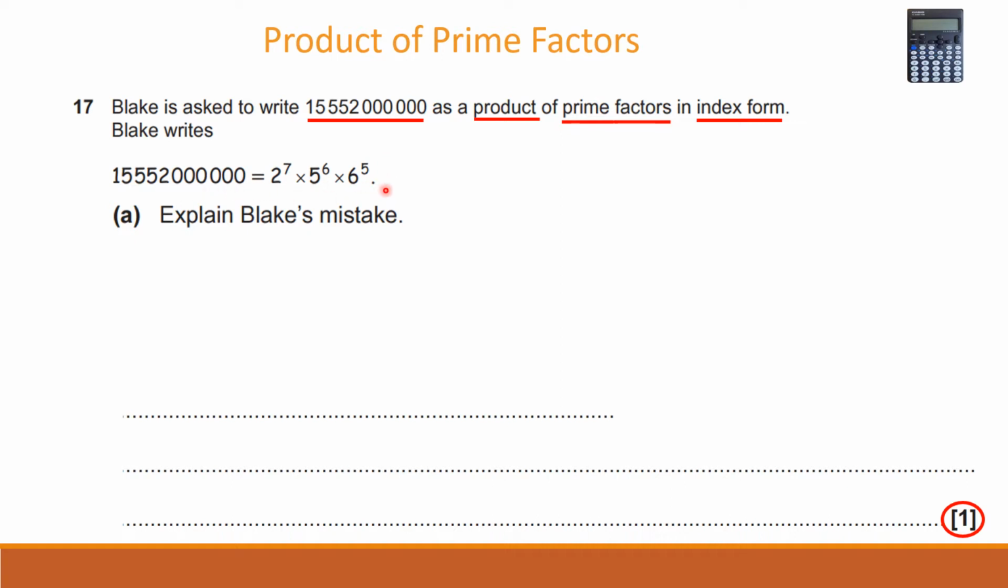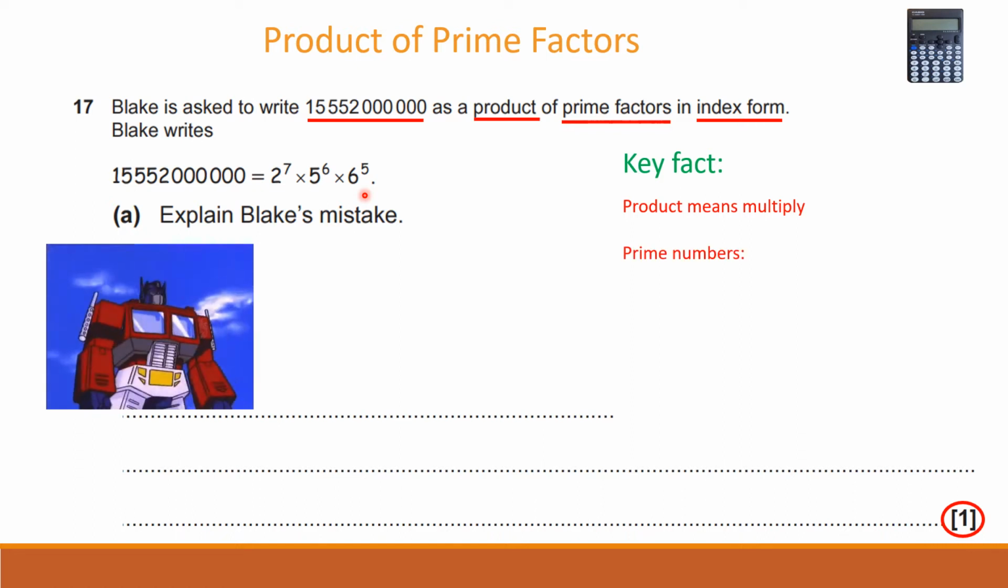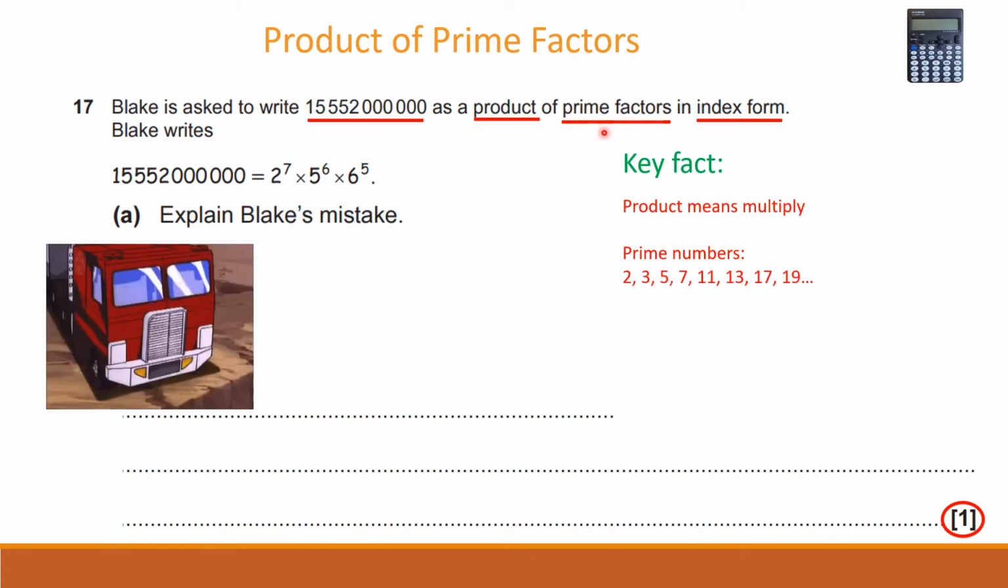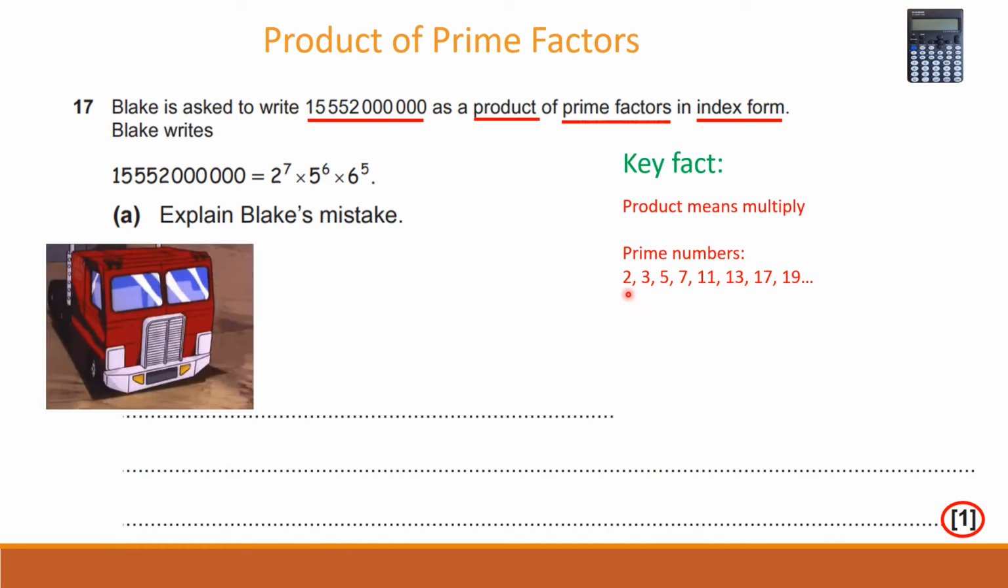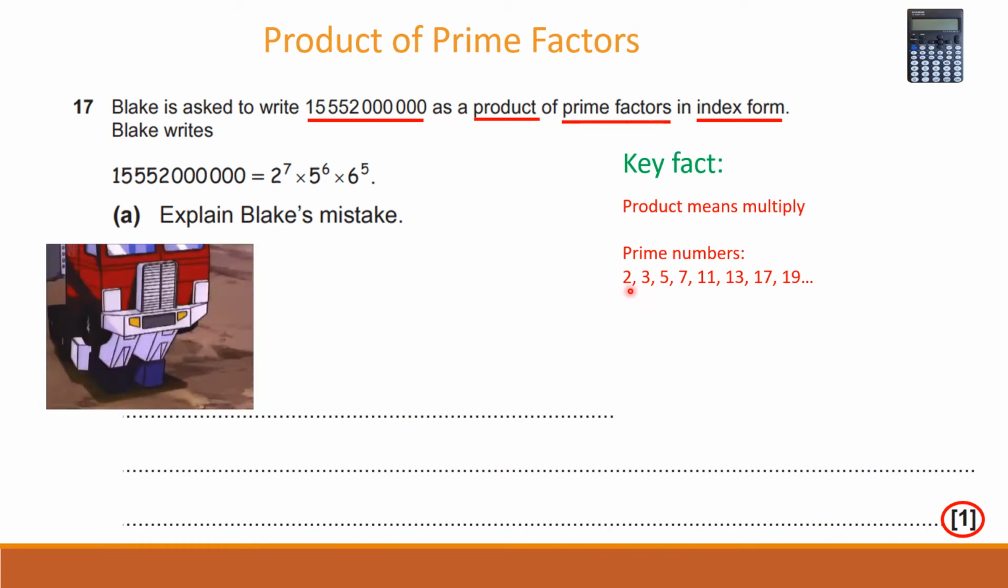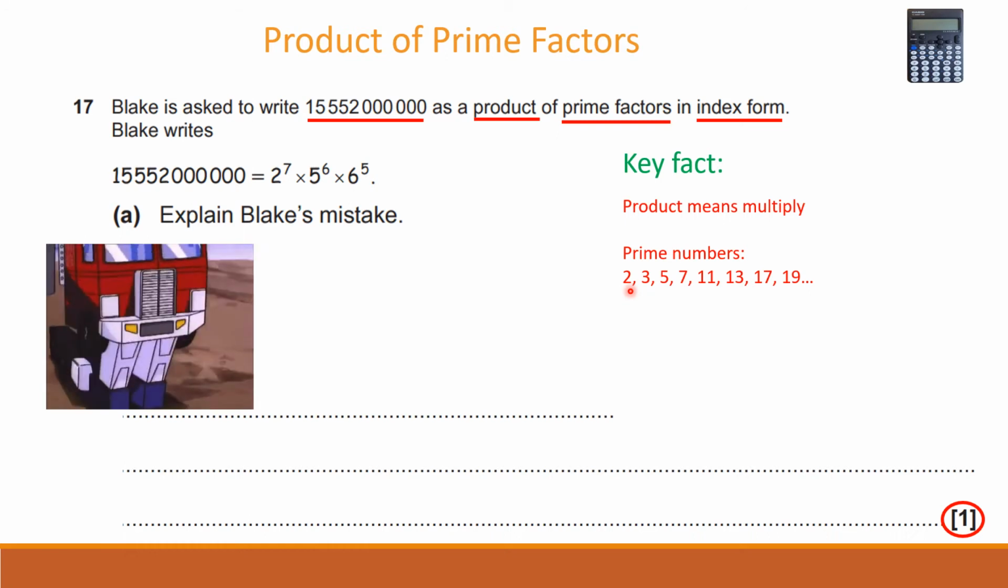So first of all, we need to look at what the key words in this question mean so we can answer this question. So our first key fact is that the word product means multiply. So you can see here in the answer there are some multiplies. The prime numbers, so we're looking at prime factors. So the word prime, okay, this is any number that can be divided by 1 and itself. So 2 is the smallest prime number because 1 cannot be divided by itself.